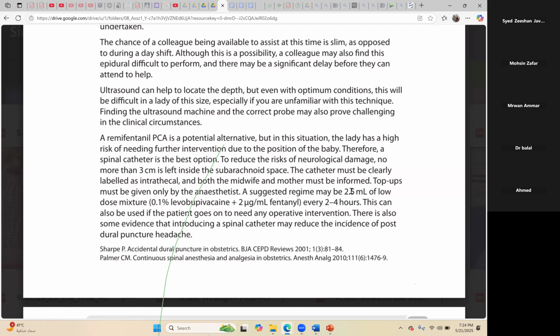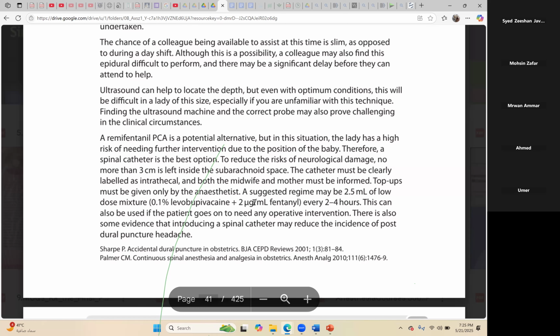So roughly, as I mentioned, the spinal dose is usually 10 times less than the epidural dose. That's what they are doing. In our setup, of course, levobupivacaine is not available. So bupivacaine with 2 mics per ml of fentanyl. This is the usual standard we are using.